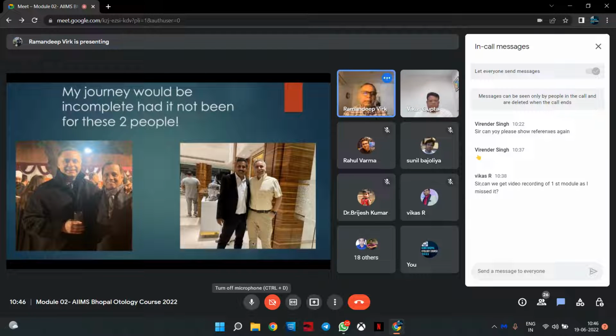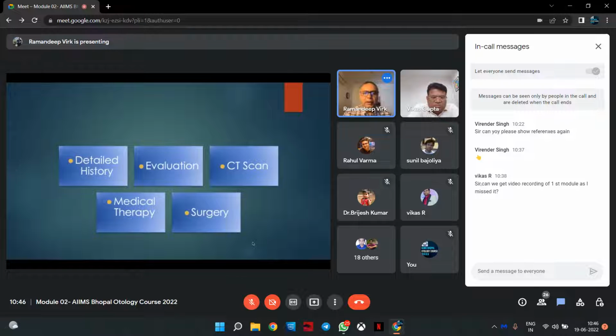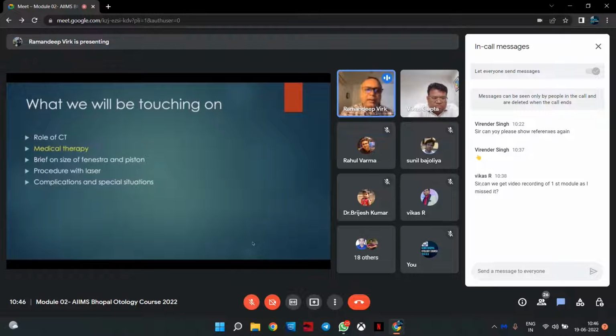So I've already spoken about this slide. On my left is Professor Arjun Das, on the right is Satish. So what will we be touching on? We'll be touching on the role of CT, medical therapy, a brief on the size of the fenestra and piston, the procedure with the laser, the complicated cases I've encountered, and the special situations. Knowing about complications is very important, and knowing where your limit is also very important. That आपने कहाँ रुकना है और कहाँ you can move on.